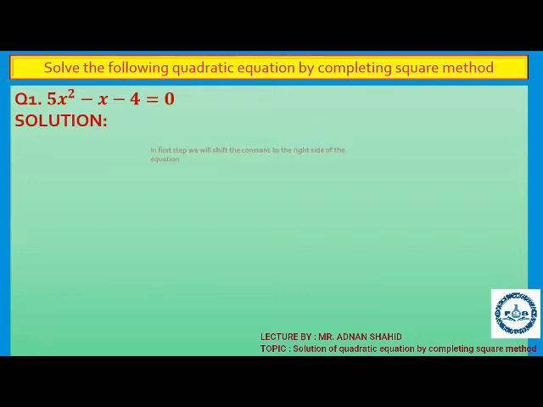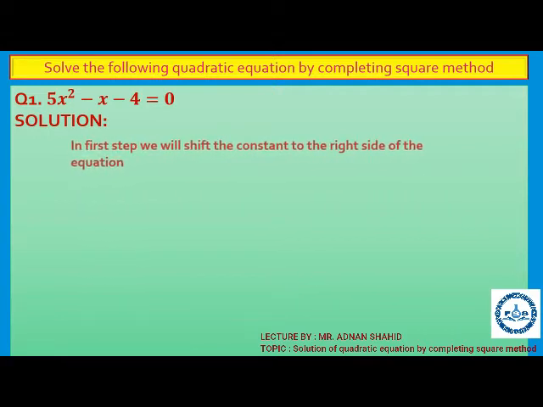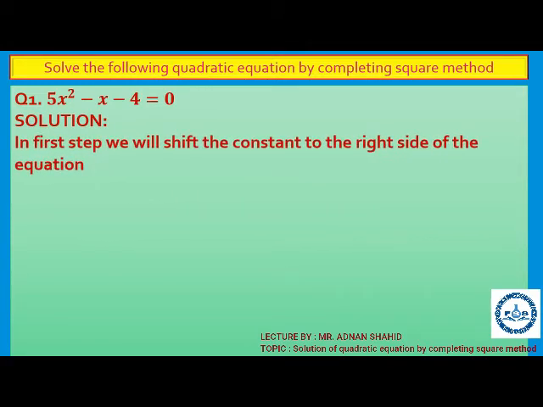While solving the quadratic equation by using completing square method, the first step is to shift the constant term to the right side of the equation. And as we know, what is constant? The constant is a term in which there is no variable attached to it. So here in this equation 4 is the constant, so move it towards the right side. Now the equation will become 5x square minus x is equal to 4.